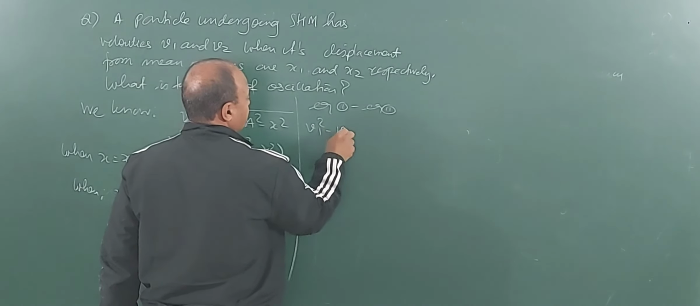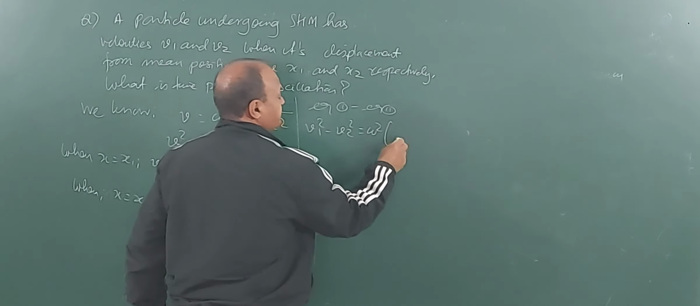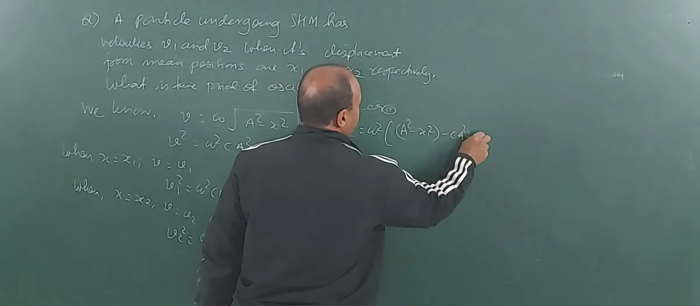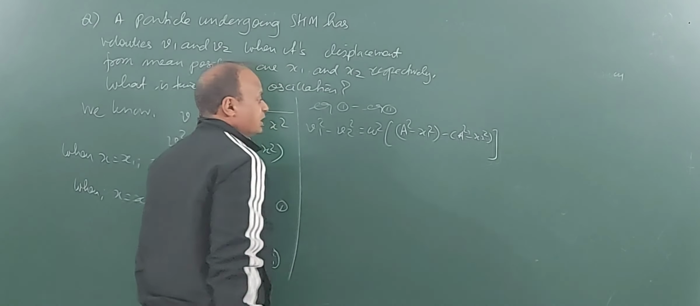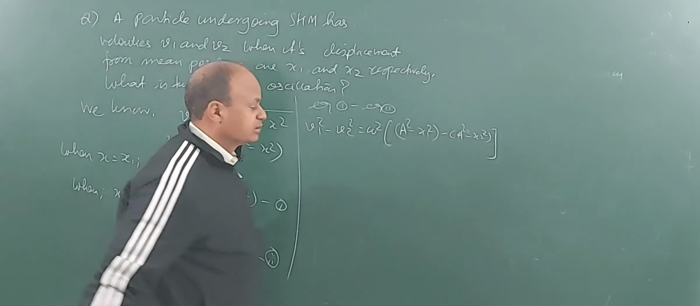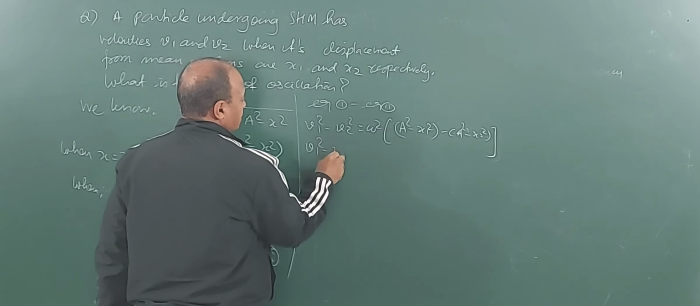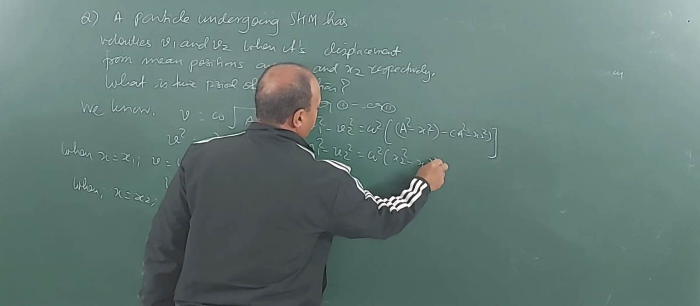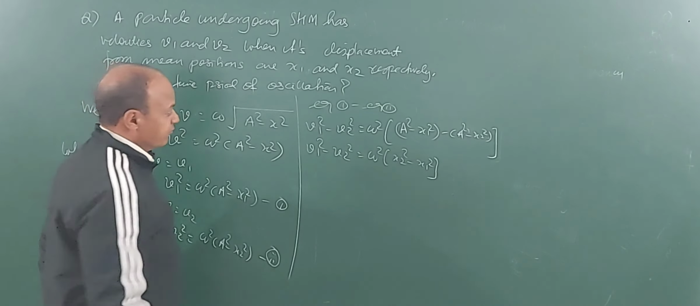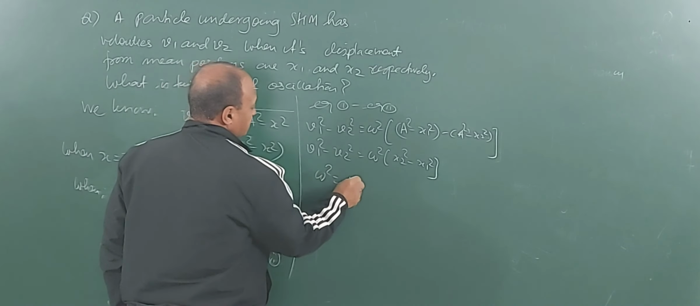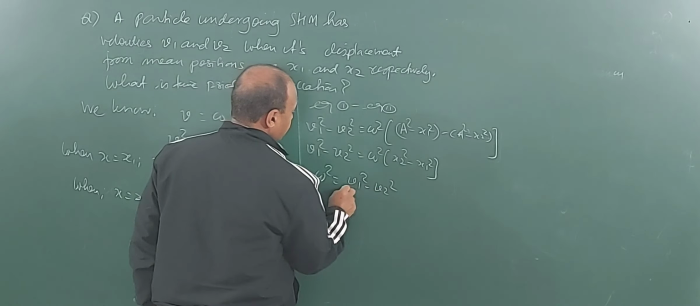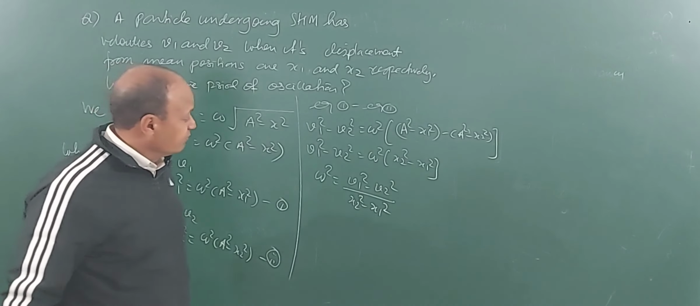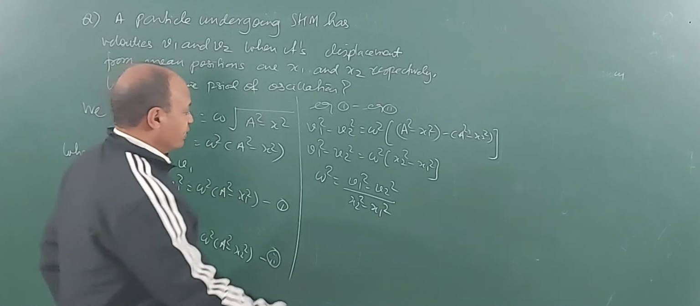So, v1 square minus v2 square will be how much, children? Omega square into a square minus x1 square minus a square minus x2 square. If you open, children, a square will cancel out. Then you have v1 square minus v2 square is equal to omega square into x2 square minus x1 square. So, you can say here omega square will be equal to v1 square minus v2 square divided by x2 square minus x1 square. So, children, once we got how much is omega, then you can take square root.